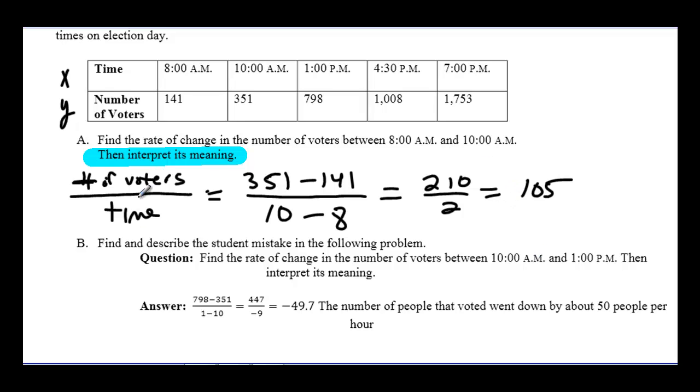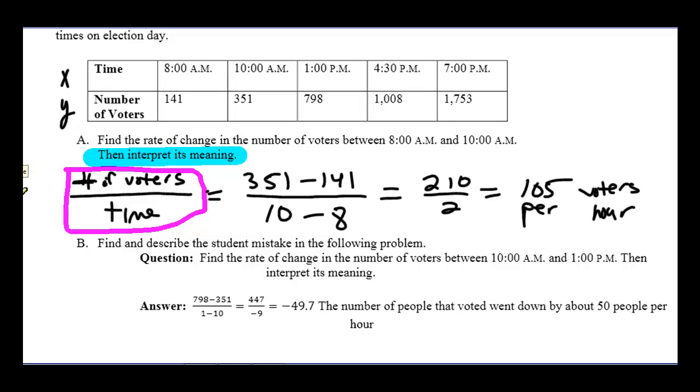Well, if you set this up before you do your slope and you tell yourself what you're finding, you know what the answer is. This is the number of voters per hour. So there are 105 voters per hour. Okay? So this setup that I put on the side is something you should have written down. And it's something we're going to do each time in these word problems, because every time it's as easy as looking back and saying, what the heck do these numbers represent? Oh yeah, number of voters over time. And then you're able to say what it means.